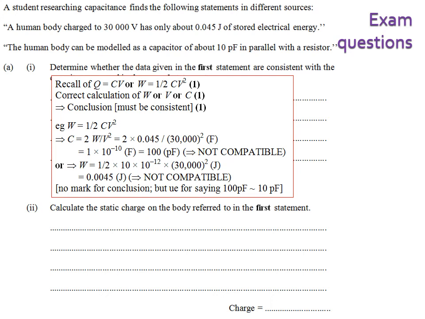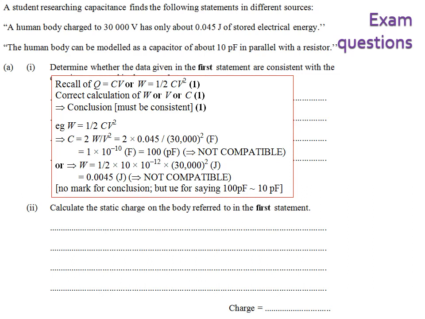If I use the second statement, the capacitance and the potential difference, then I get an energy of 0.0045. But in the first statement, they have given me energy 0.045 joules. So they are not compatible again. So if we use these two statements and calculate different values, they do not match up.